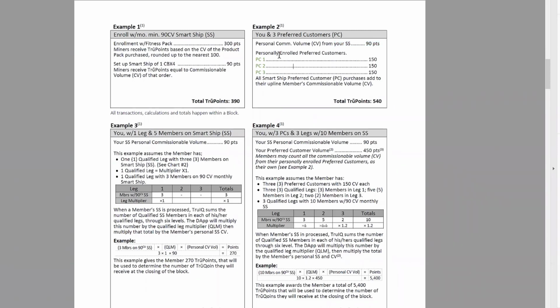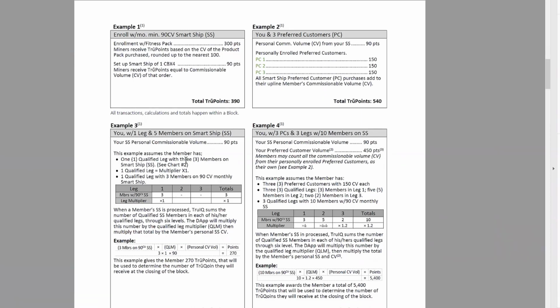And something we never really talk about, for every personally enrolled person you bring into, we call them preferred customers, into TruIQ, that's another way you earn points. So if you did that with three people and your own, that's 540 points. And I have to explain a couple things here. Down here, now we're showing a member who's actually a builder.